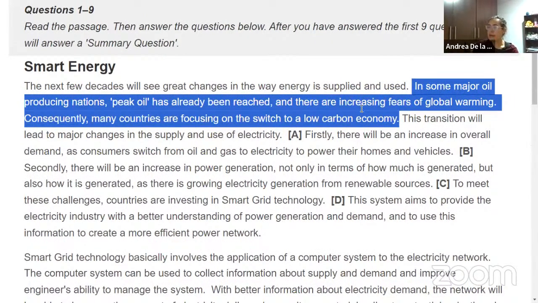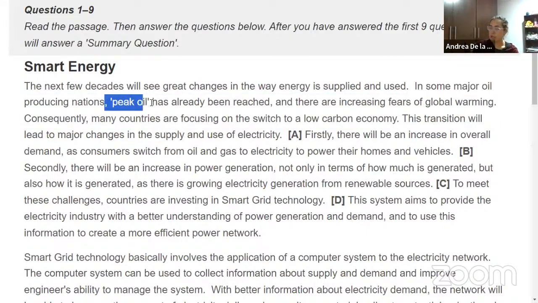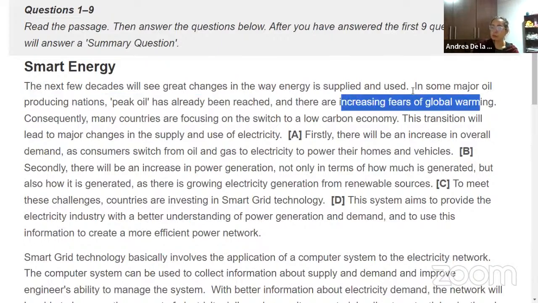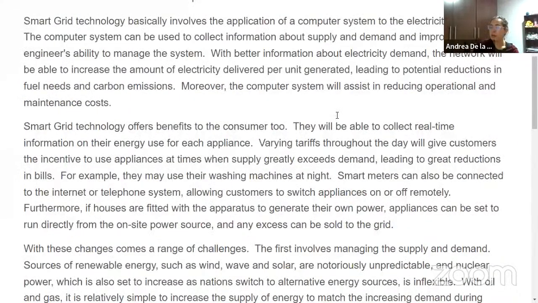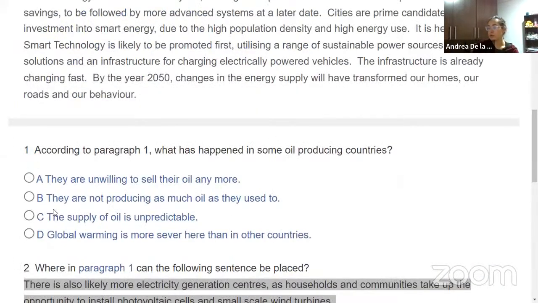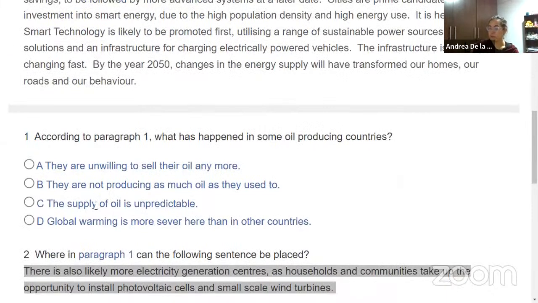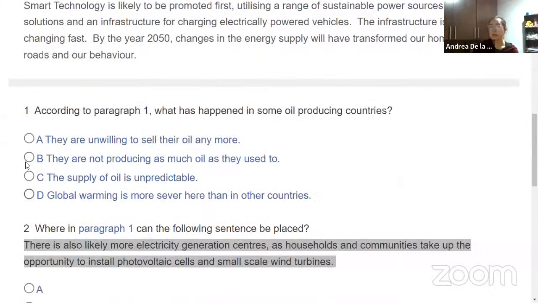So we analyze that again. What has happened is that peak oil has been reached, and there are increasing fears of global warming. So they are switching to a low carbon economy. So if we start looking at the options and trying to find the one that is closest to what we just read, it is going to be option B.